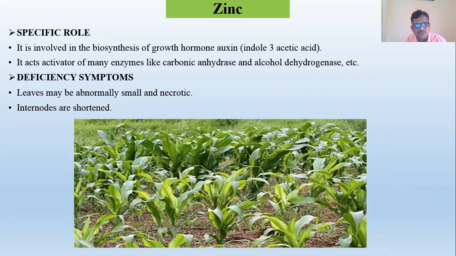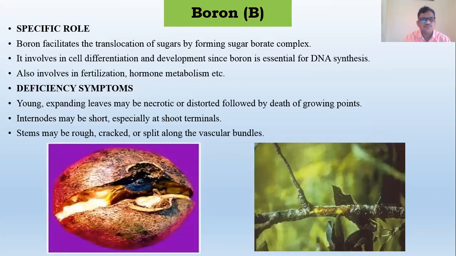Next, deficiency symptoms. What are the important deficiency symptoms? First, leaves may be abnormally small and necrotic. Internodes are shortened, meaning the plant will be dwarf in nature, or it will not achieve the standard height of that particular plant. So these are the two important deficiency symptoms of zinc. Moving on to the next slide.